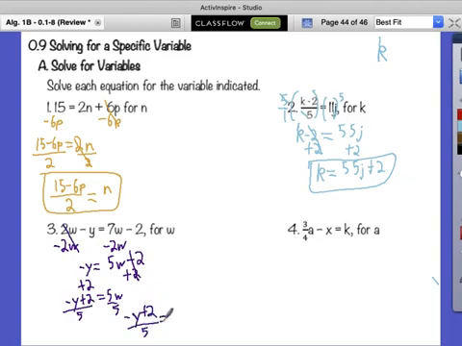And what's 5w divided by 5? W. Negative y plus 2 over 5 equals w. Woohoo! We did it.